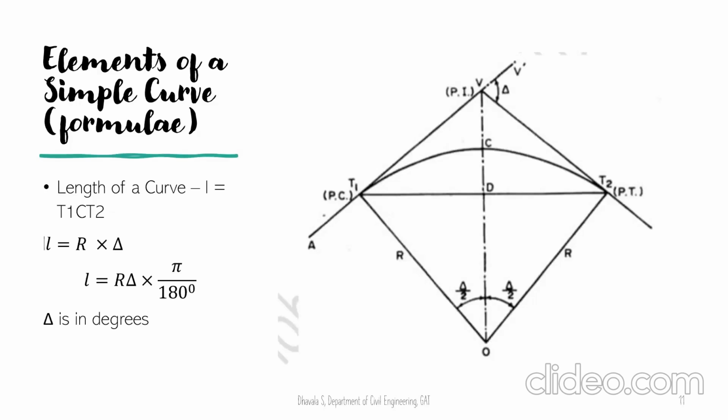Elements of a simple circle, we define 5 different elements for a simple circular curve. First one is called length of a curve, indicated by small letter L, that is T1, C, T2. L will be equal to radius multiplied by angle subtended between these two lines at the center, that is delta. Since it needs to be converted into radians, R into delta into pi divided by 180 degree, where delta is in degrees. This is the equation to find out length of a curve.